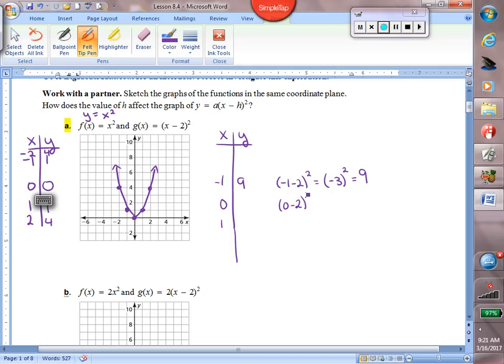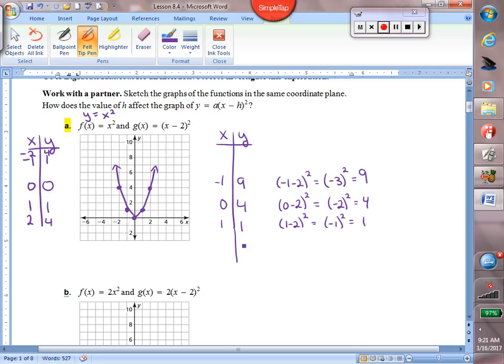Minus 2. Square that. 0 minus 2 is -2. Again, we square any number, the result is positive. Let's substitute 1 minus 2, -1. We square that and we get 1.